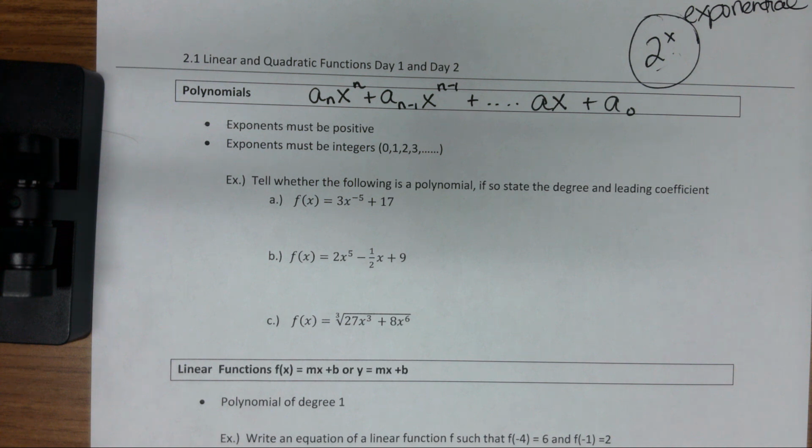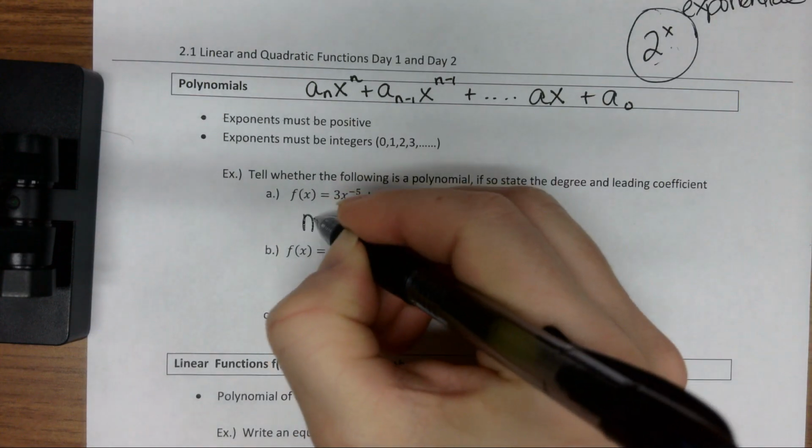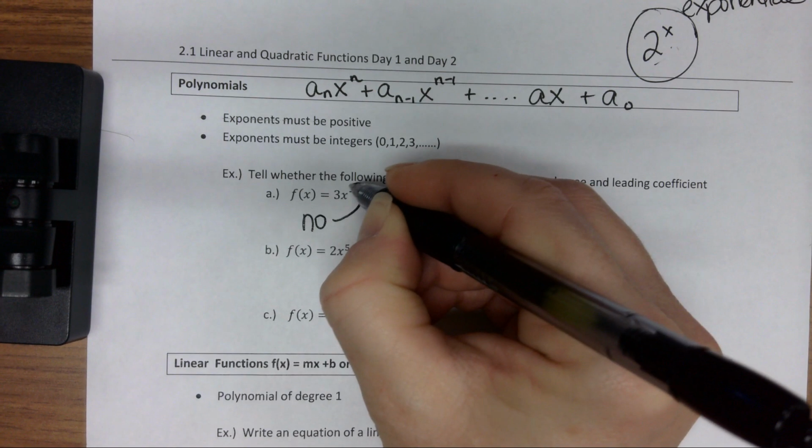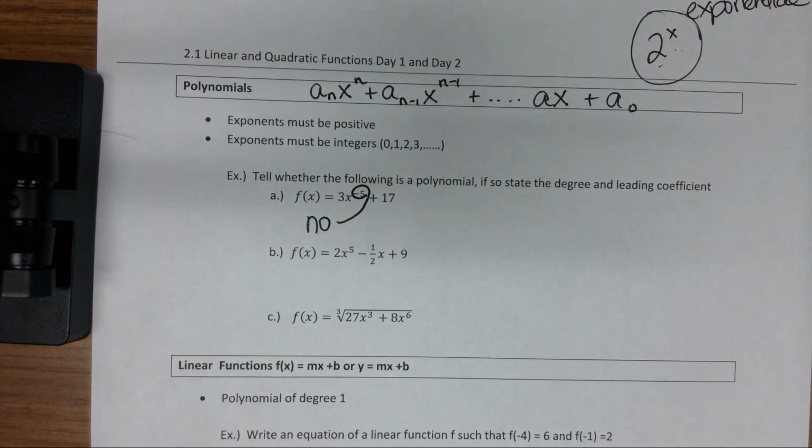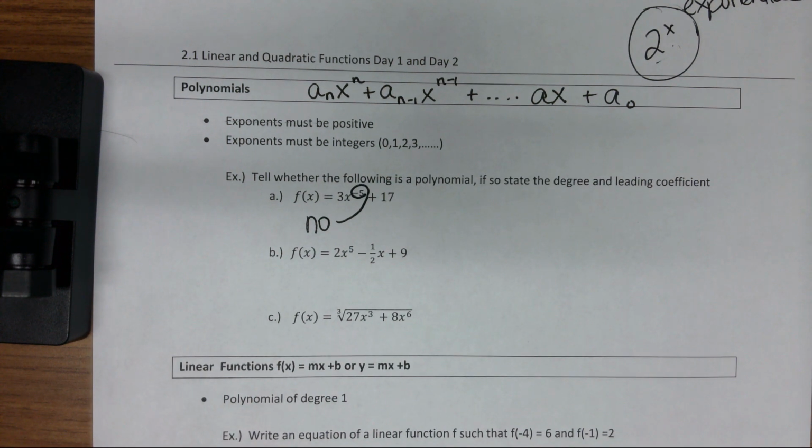What do you think about letter A? No. Why not? Well, the very first thing that we said is exponents must be positive. Now this is the thing. It's actually going to turn out to be a division sign, but it's not a polynomial. All right, how about B?